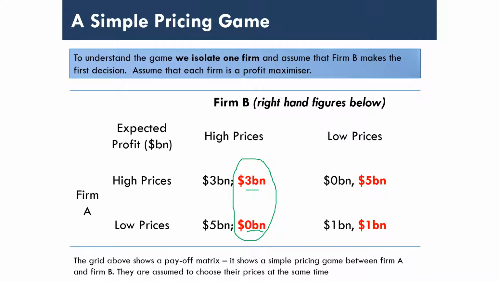So what is the expected value of that? Well, I could get 3 or 0 depending on the actions of firm A. So on average, my payoff here would be 1.5. If I set a low price, here are my two alternatives, 5 or 1. So my payoff here is going to be on average 3. So if I'm looking at this from a rational perspective, what is my best strategy? My best strategy would be to set a low price.